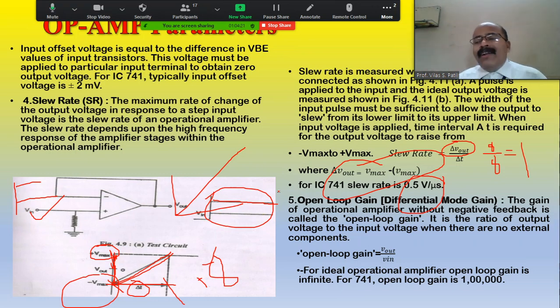If we take 4 microseconds, then the rate of change of output voltage should be 2 volts. It means that generally the slew rate for the 741 operational amplifier is 0.5 volt per microsecond. We have to keep in memory that the slew rate is 0.5 volt per microsecond, because it is to be asked for the objective question.